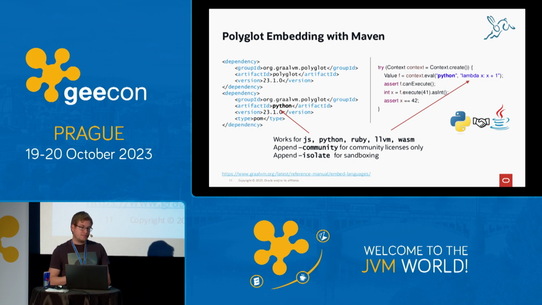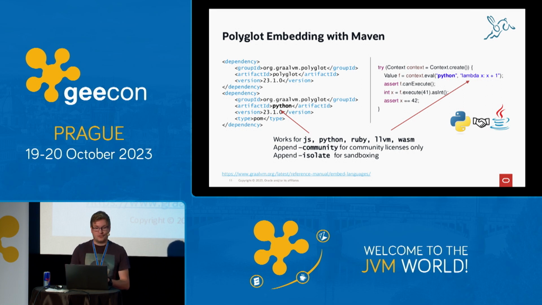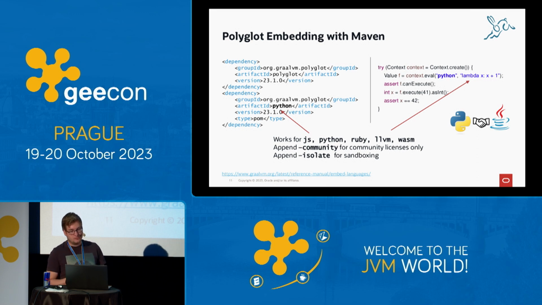And then you can declare dependency on additional languages. Those languages don't expose, or usually don't expose, any API by themselves. You're supposed to use them through the polyglot API. But you can think about them as service providers. So this Python artifact is going to provide an implementation for a Python language that you can use through the polyglot API. The languages that we exposed this way are JavaScript, Python, Ruby, LLVM, WebAssembly.